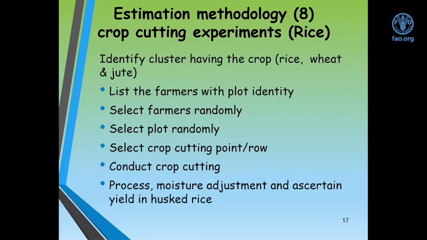Next, the methodology of crop cutting. Actually, in each district we cut the crop at least 50 times. Firstly, we identify the cluster having the crop rice, wheat, or jute. Then list the farmers with the plot identity. Then we select a farmer randomly. Then we select a plot randomly. Then we cut the crop. Then we conduct crop cutting, then process and measure the moisture and ascertain the yield rate in husk size.